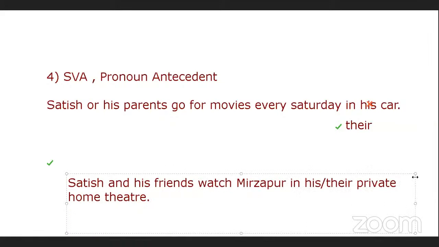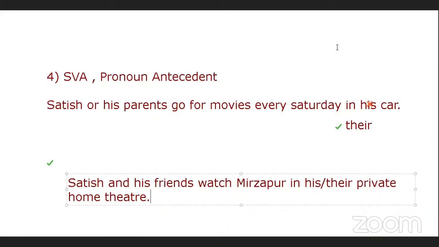Just take a look at this sentence. Satish and his friends watch Mirzapur in his or their private home theater. What will be the right one over here? Okay, now I can see a lot of confusion among the students. Some people are saying his, some people are saying their.